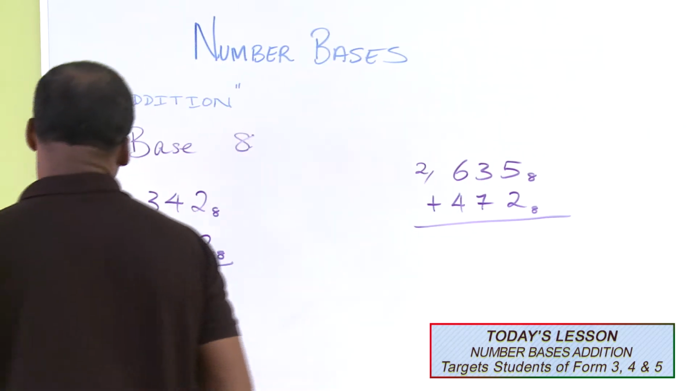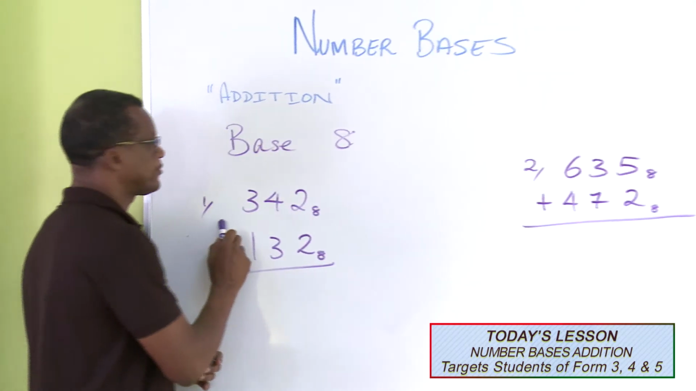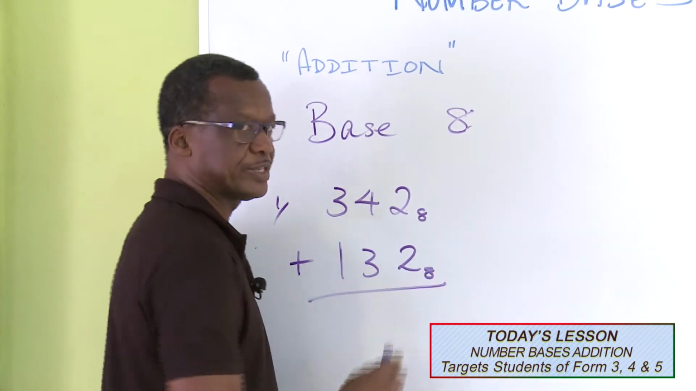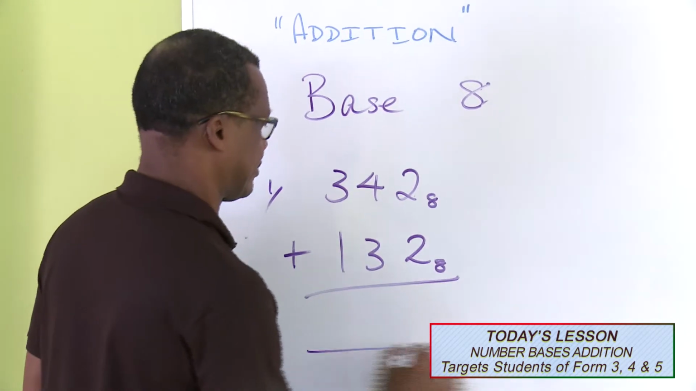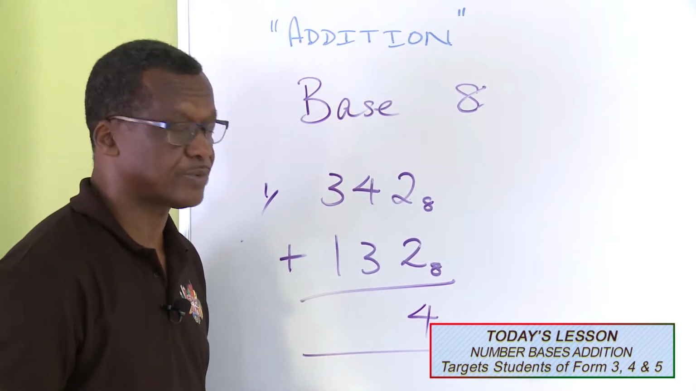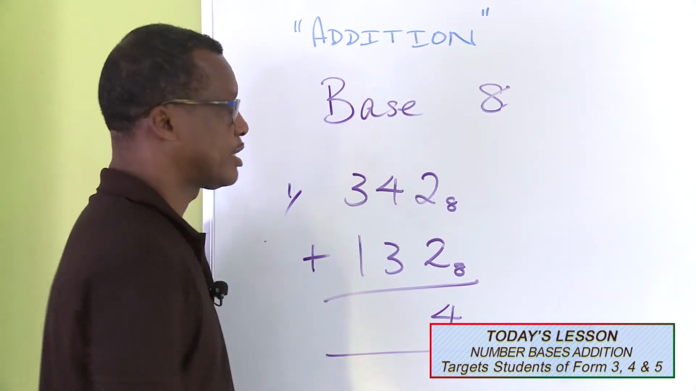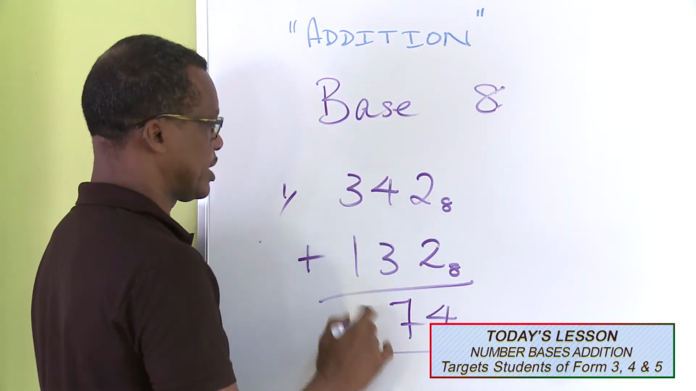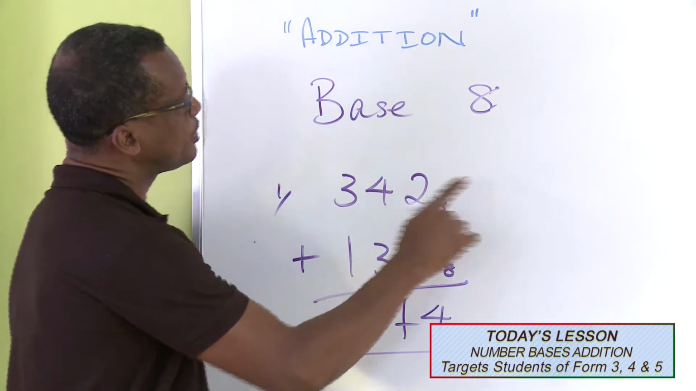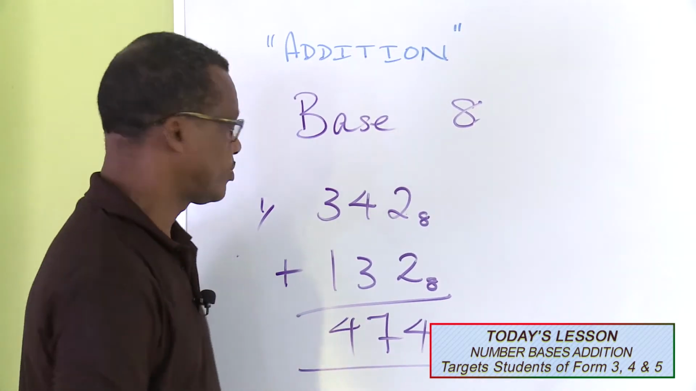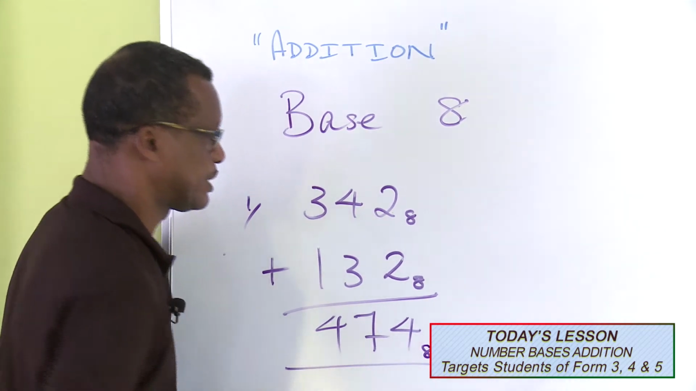Let's see. Example number 1, 342 base 8 added to 132 base 8. Let's add. 2 plus 2 is 4. It's less than 8, so we simply insert it into the respective place. 4 plus 3 is 7, and 3 plus 1 is 4. So 342 base 8 plus 132 base 8 would give us 474 base 8.